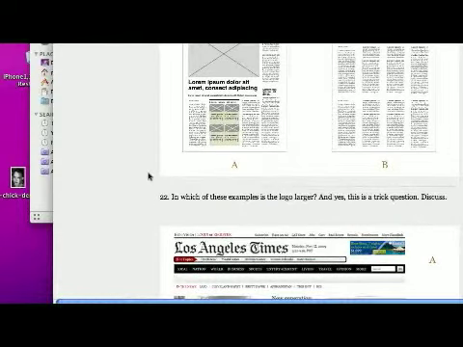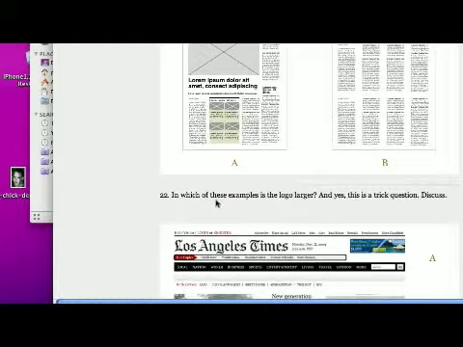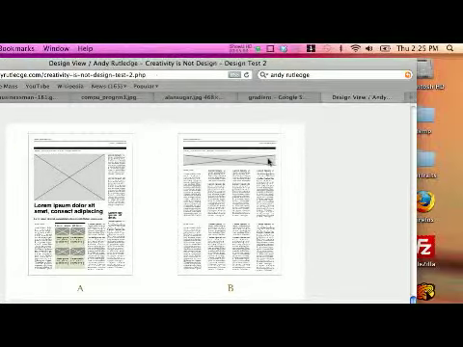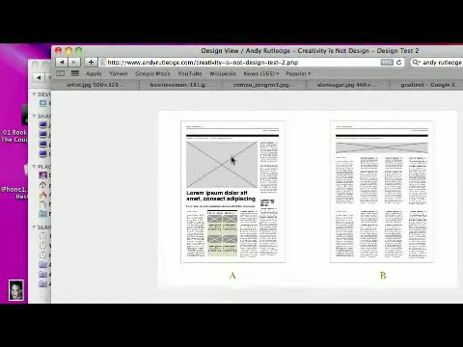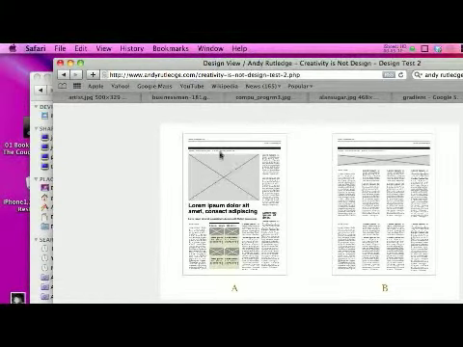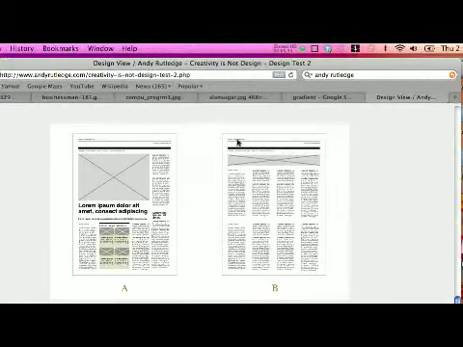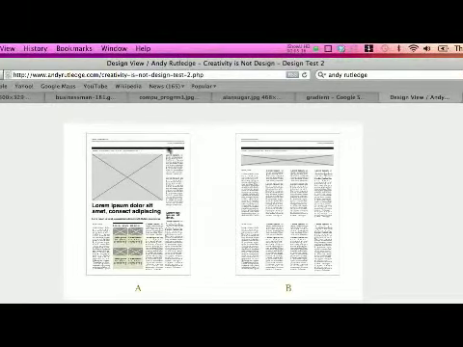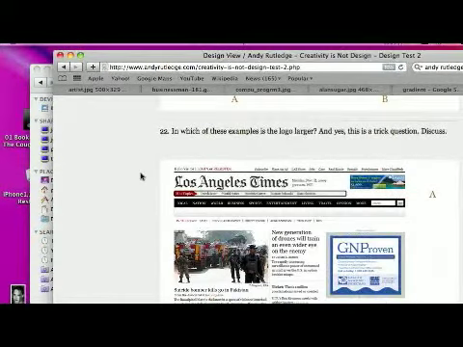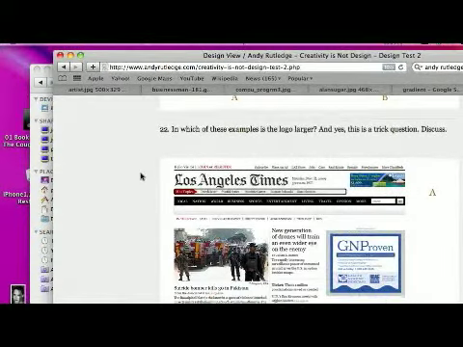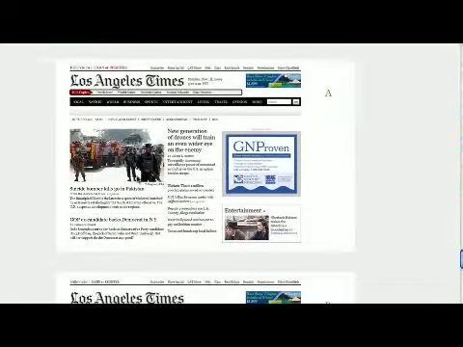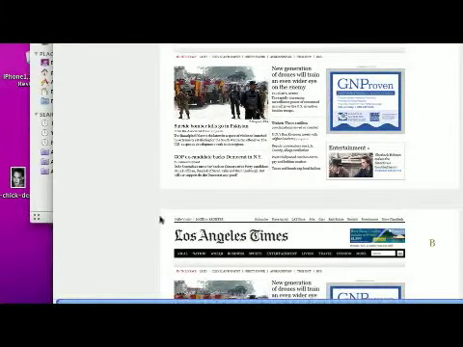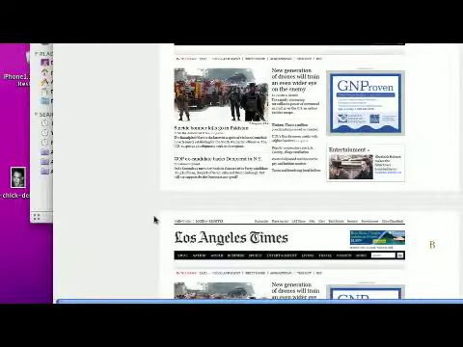And which of these examples is the logo larger? And yes, that is a trick question. Discuss. It depends on if they mean this is the logo or if that's the heading image. Hopefully it's not the logo. You would never want a logo to be this big on a page. This up here should be the logo. It should be the top left-hand side. And it probably should be the same size no matter where it's at. Oh, I guess they were meaning it down here. Okay. No, it's the same size as it should be.